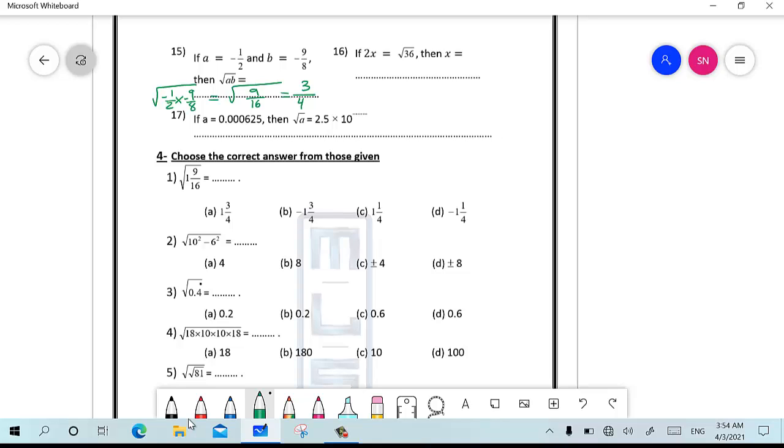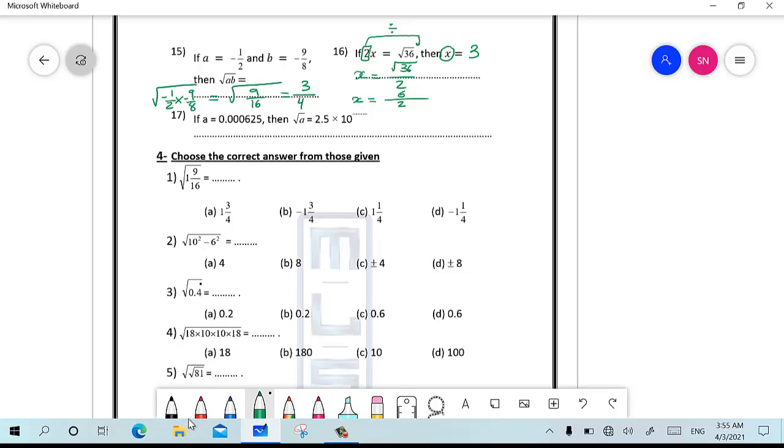Number 16. 2x is equal to square root 36. Then x is equal. We said before that when I want to find the value of x, this means I want x to be at one side alone. So I'm going to move the 2 to the other side with the inverse of the operation. 2 times x, so I'm going to move it with division. This means that x is equal to square root 36 over 2. So x is equal to 6 over 2. So x is equal in the simplest form to 3.